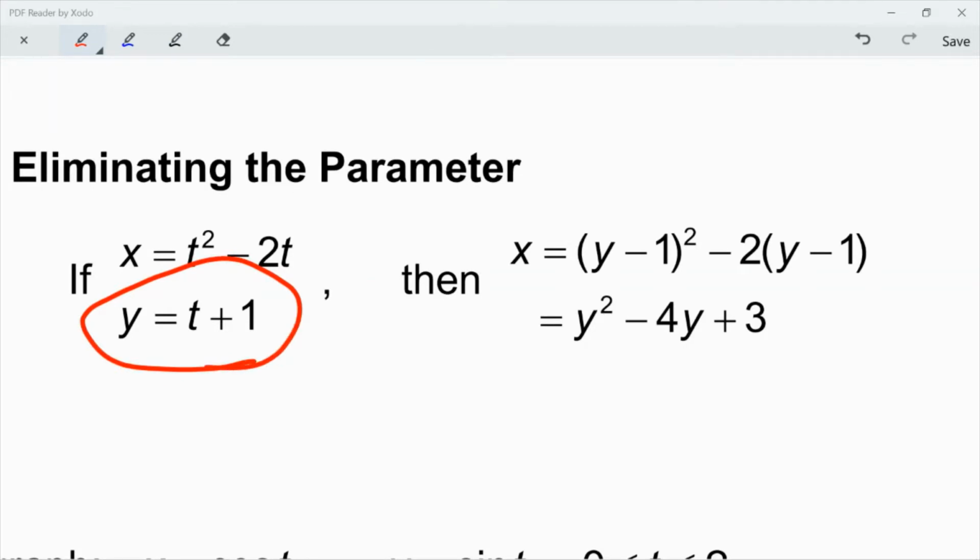So I solved that equation for t. And then I took that t and I plugged it into the first equation. Well, if t is y minus 1, that means x is (y minus 1) squared minus 2 times (y minus 1). And now I have x in terms of y.